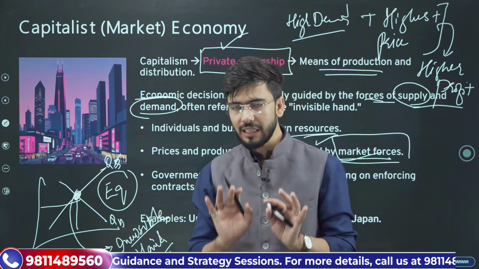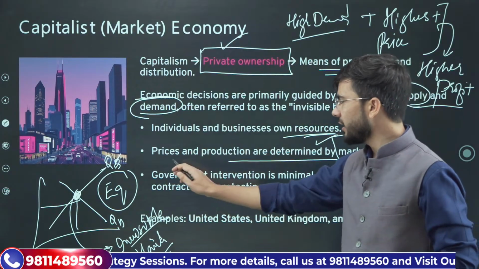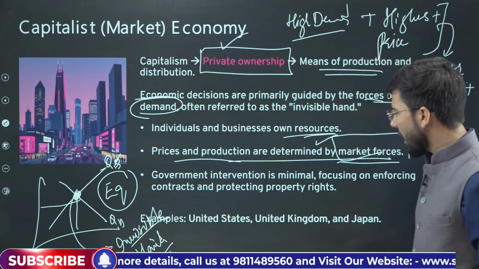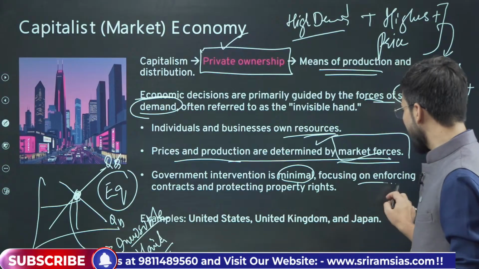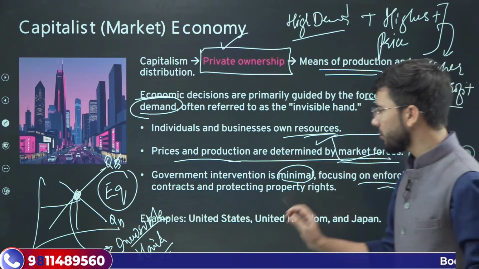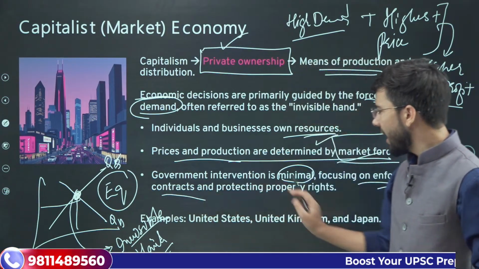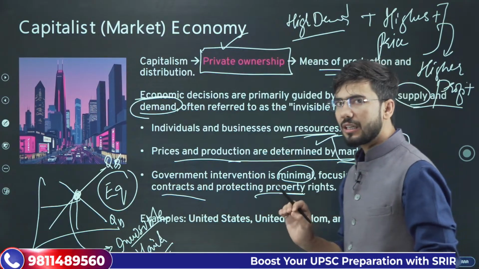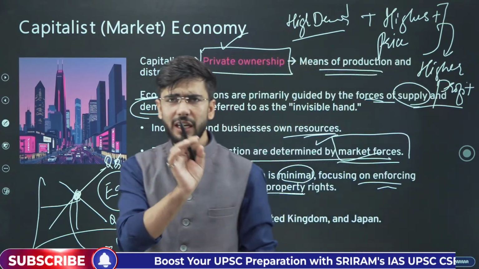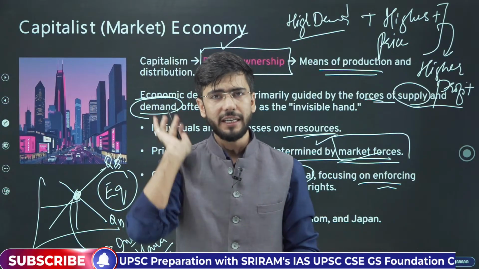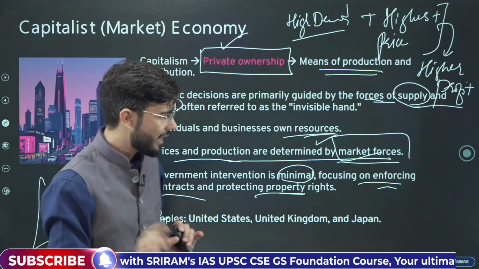Now once we understand this, that is the base behind price and production. Government intervention is minimal. Government will intervene only in terms of enforcement of contracts and protecting property rights. Property rights means intellectual rights or patents. Government will help in ensuring that.